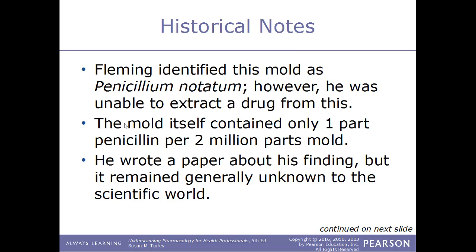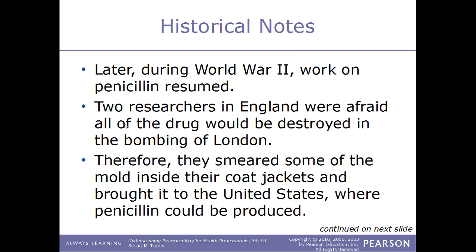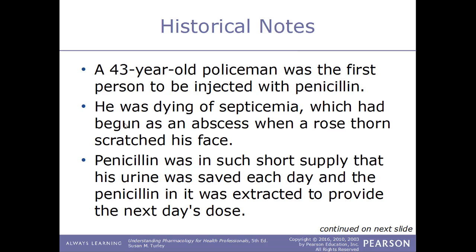However, he was unable to extract a drug from this. The mold itself contained only 1 part penicillin per 2 million parts mold. He wrote a paper about this finding, but it remained generally unknown to the scientific world. Now, during World War II, work on penicillin resumed. Two researchers in England were afraid all the drug would be destroyed in the bombing of London, so they smuggled some of the mold inside their coat jackets and brought it to the United States, where penicillin could be produced. A 43-year-old policeman was the first person to be injected with penicillin.